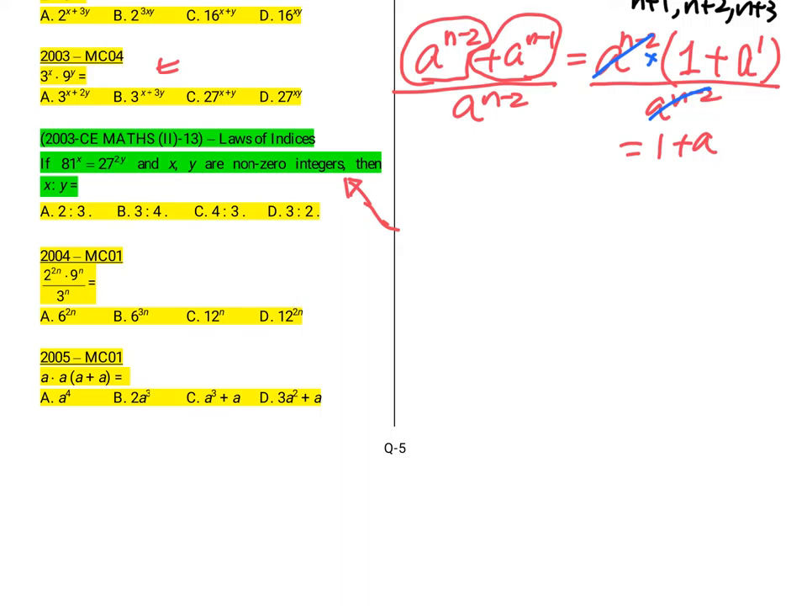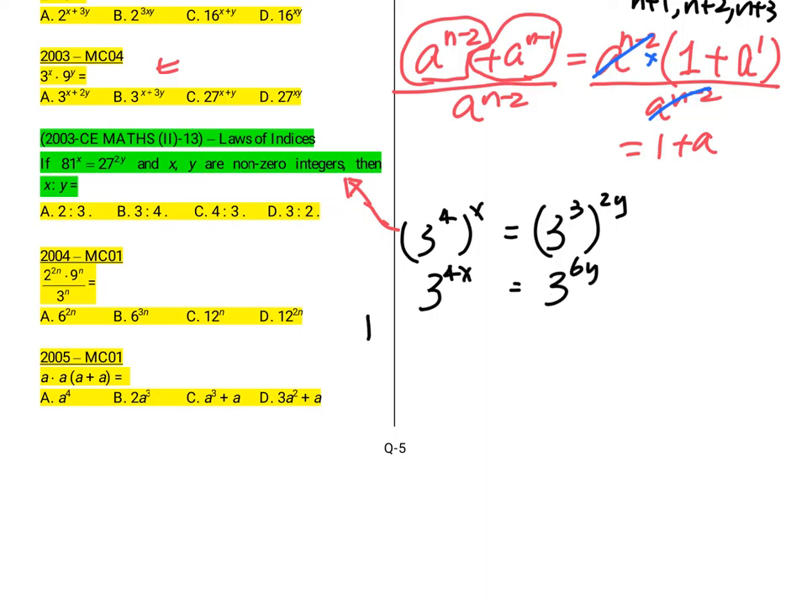So 81 would be equal to 3 to the power 4. So you can change 81 to 3 to the power 4. Again, the bracket is not so important, but again, I write it. 27, I can change it to 3 cubed. 3 times 3 times 3 is 27, so 2y. And then once again, I can get rid of the bracket first, so I will have something like this. So again, by comparing, we get 4x equals 6y.